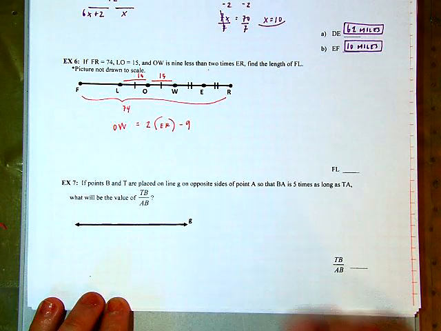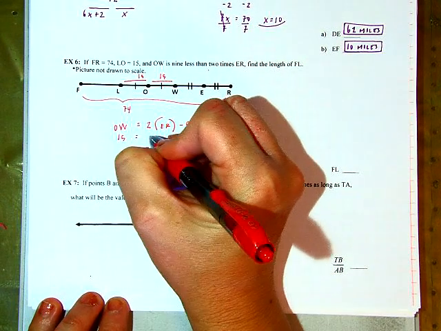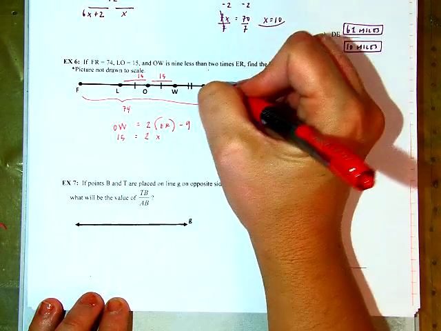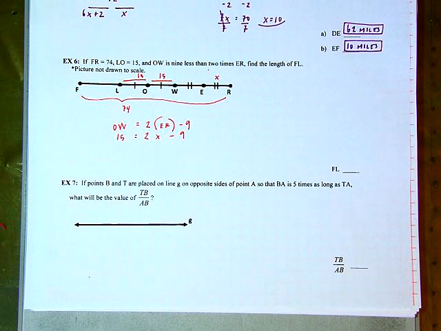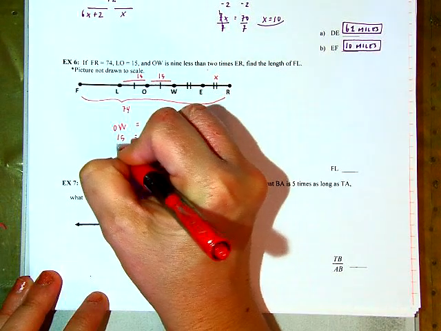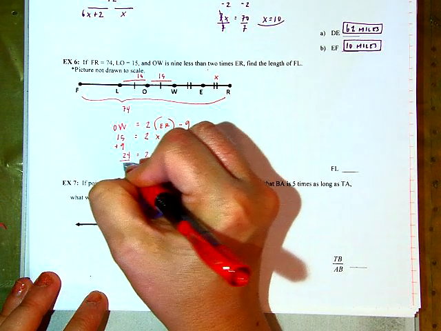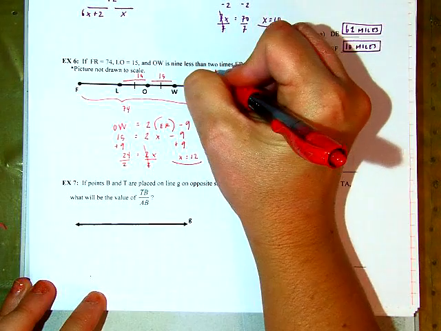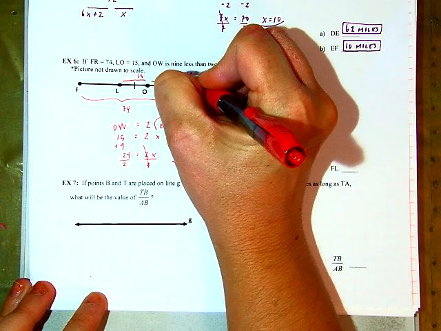Okay, so now I could write this as OW, I know that's 15. So 15 equals 2 times, well, I need to figure out what x is, so I'll call ER x. I'm just defining ER as x right now, and then take away 9. So I've built myself an equation where 15 equals 2x, take away 9. Now if I solve for x and add the 9 to each side, 24 equals 2x, divide each side by 2, I'm getting that x is 12. So right here then, that must be 12. And since these two segments are congruent, this must be 12 also.